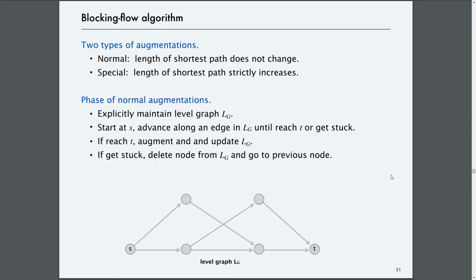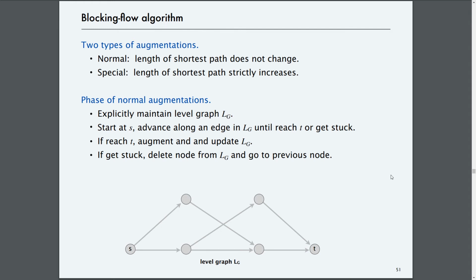Okay, so the blocking flow algorithm. We have two types of augmentations here. We have the normal one, where the length of the shortest path does not change, and then we have a special case where the length increases. Here we will explicitly maintain the level graph. We start at S, and then we just advance along some edge in the level graph until we reach T, or until we just can't go any further.